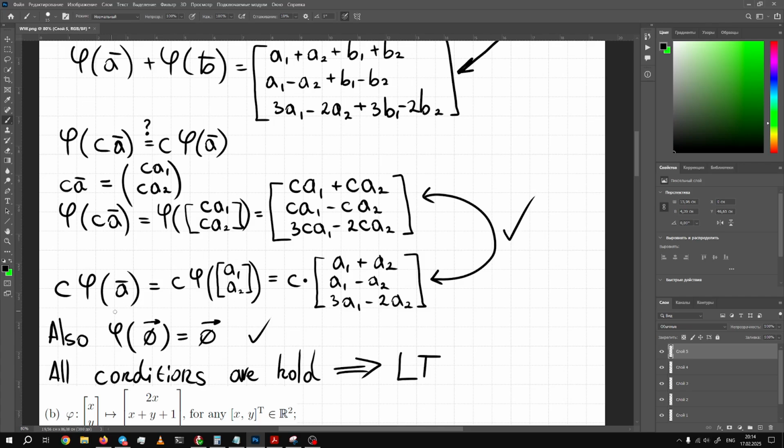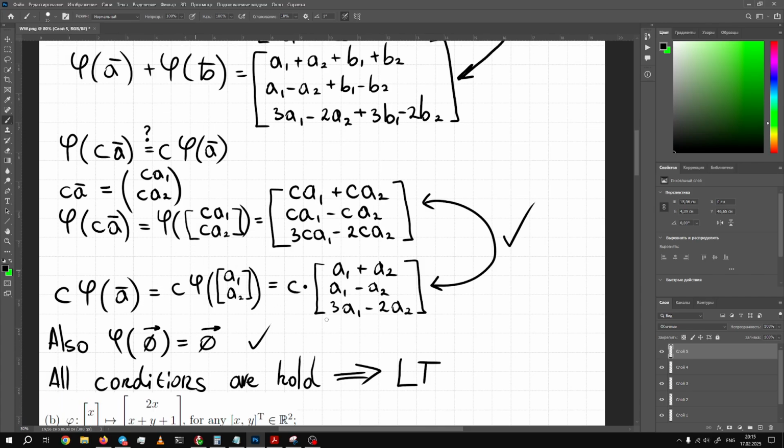Now we do c multiplied by phi, with c out of brackets in this case, and as you can see, these two things are absolutely the same. If we multiply each variable by the scalar, we will get the same matrix as there. So phi of c multiplied by vector a is equal to c multiplied by the transformation of vector a. So this is one more criterion.